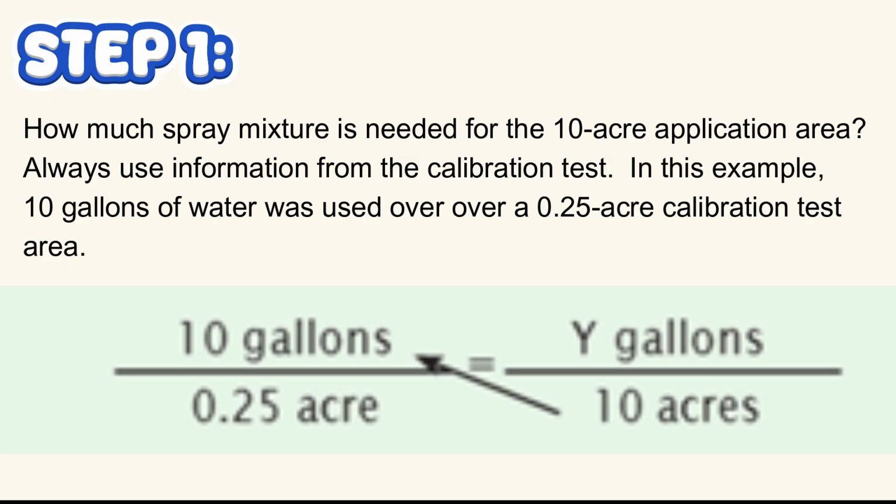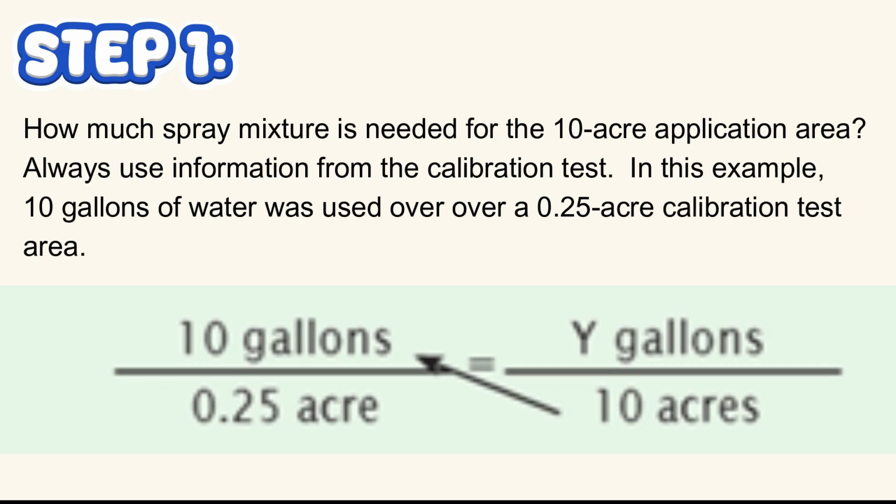How much spray mixture is needed for the 10-acre application area? Always use information from the calibration test. In this example, 10 gallons of water was used over a 0.25 or 1/4 acre calibration test area. We've got some constants to work with. We understand that when we were doing our calibration tests, 10 gallons of water was used over a 0.25 or 1/4 acre calibration test area.